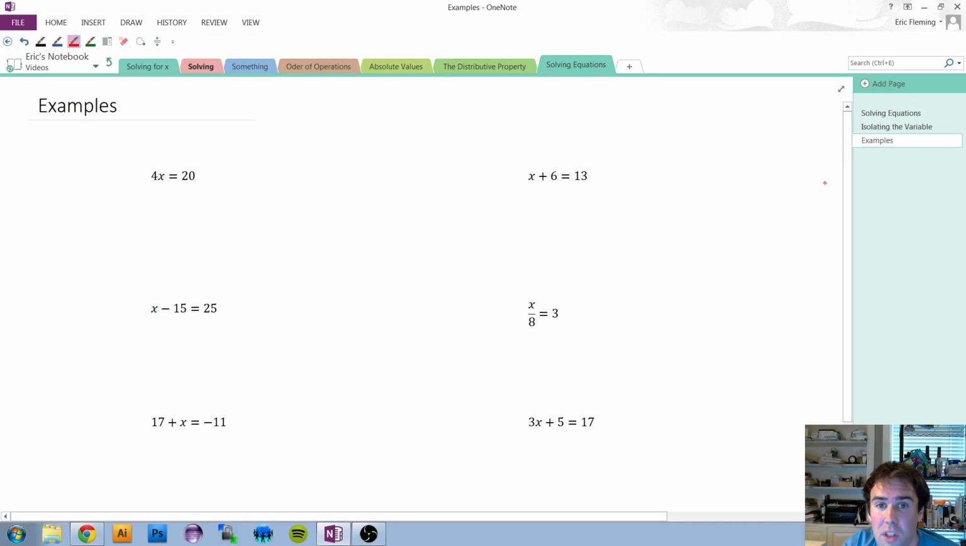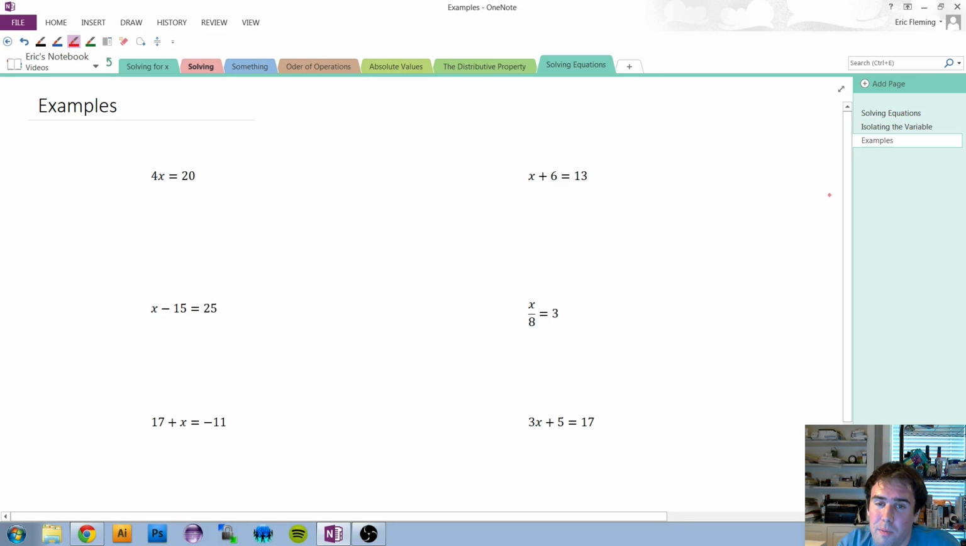I have some more examples right here. I would certainly hope that you guys take this opportunity to pause, try it out, see if you can spot the inverse operation, apply it to both sides, and tell me what you get. So I'm just going to hold on for a few seconds. If you haven't paused, seriously, go ahead and do it.